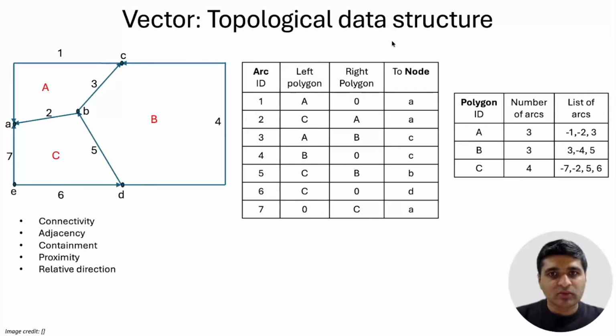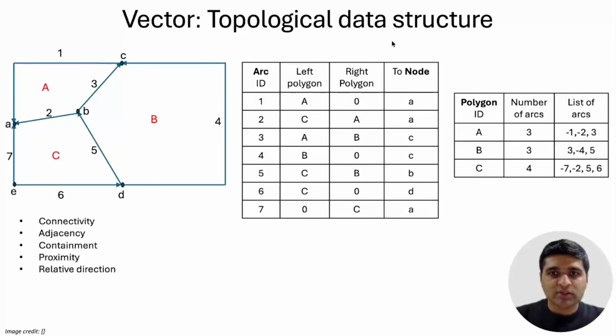Connectivity tells us which arcs join at which node, useful for tracing routes in road networks, etc. Adjacency shows which polygons share common borders, helping us to see which areas lie next to each other. Containment tells us which features fall inside a polygon, like a well inside a property polygon, etc. Proximity shows how close features are, and direction tells us where one feature is in relation to another.